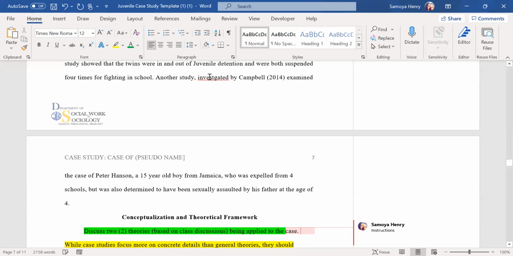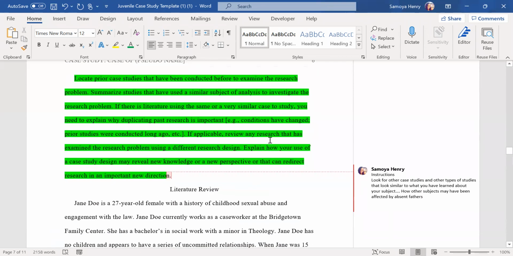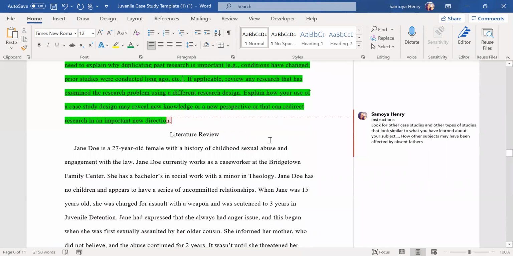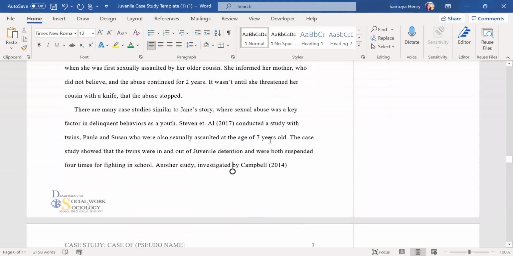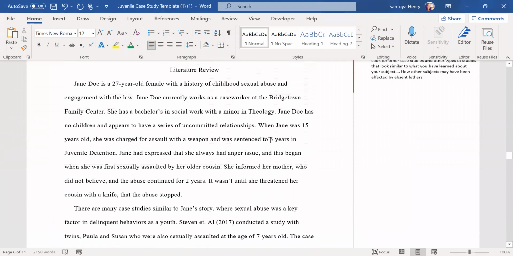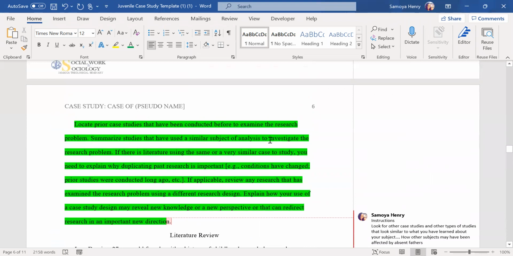So this is what I'm kind of expecting to see. You are looking at other studies. You are summarizing them to see if they are similar to what you gathered from your interview. Okay. All right. And that's it. You can take 2 articles, you can take 3 articles, and you can just do a quick summary. Okay.